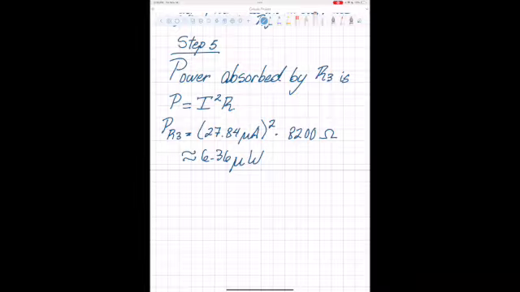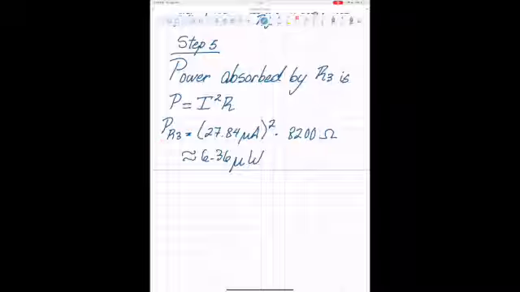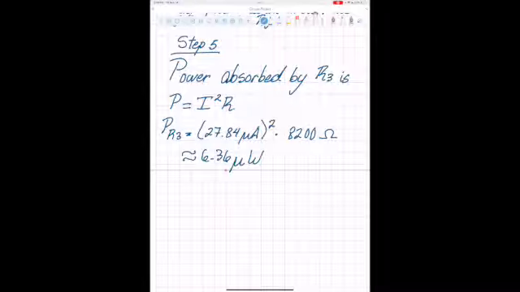Hello, my name is Deishel and I'm going to be doing step 5. The power absorbed by the third resistor is equal to current squared times resistance. So the power of the third resistor is equal to 27.84 microamperes squared times 8,200 ohms, which is equal to 6.37 microwatts.